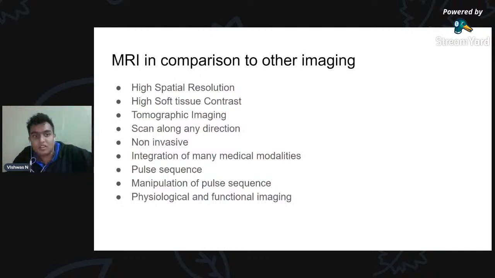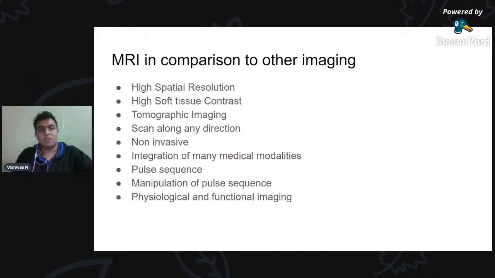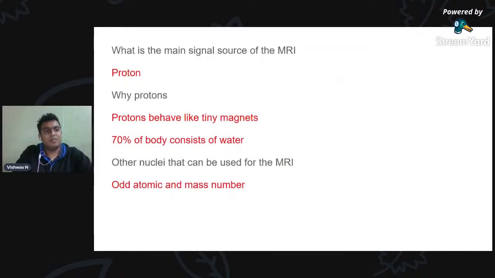And also there is physiological and functional imaging where you can consider, when it comes to a baby, ultrasound comes into the picture. When it comes to imaging of cancer, PET scan comes into the picture. So there are a lot of things which are involved. So let's just move on.